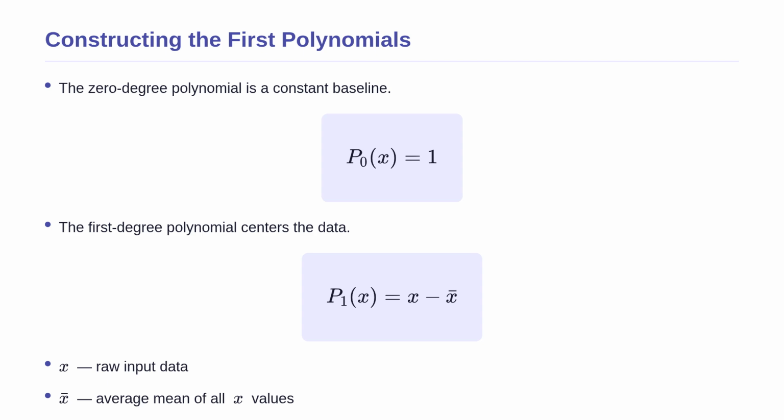Next, we construct the first degree or linear polynomial p1 of x. We take our raw input data, x, and subtract the average mean of all our x values, called x bar. By subtracting the mean from every data point, we center our data exactly around 0. This ensures our linear term is completely independent of our constant baseline term.